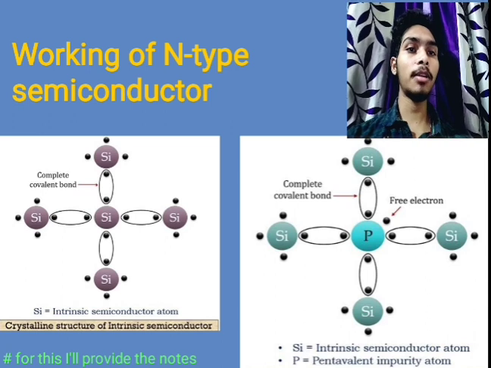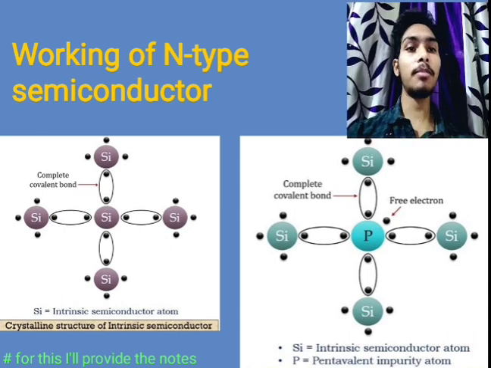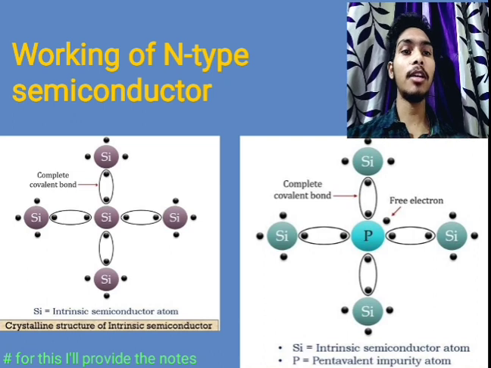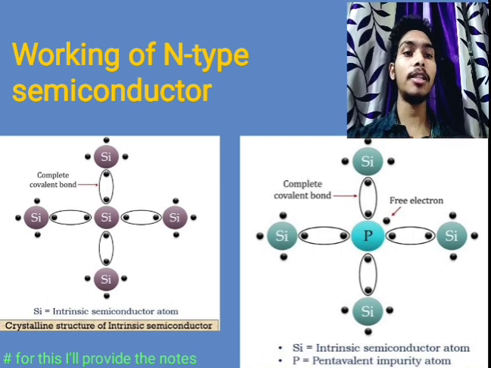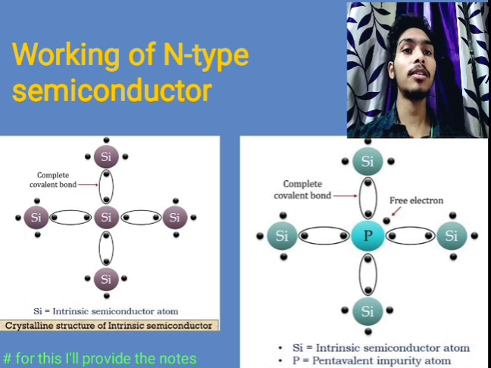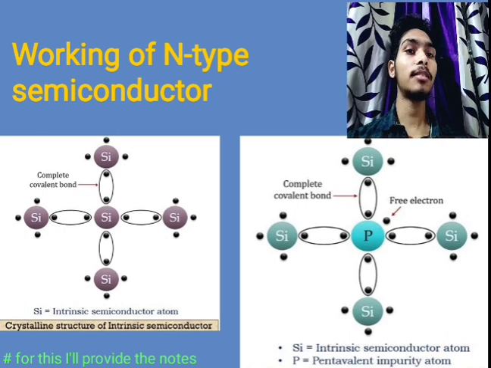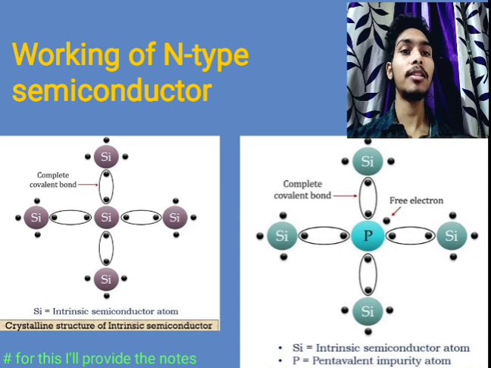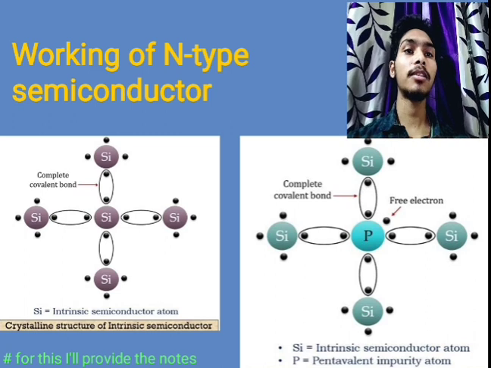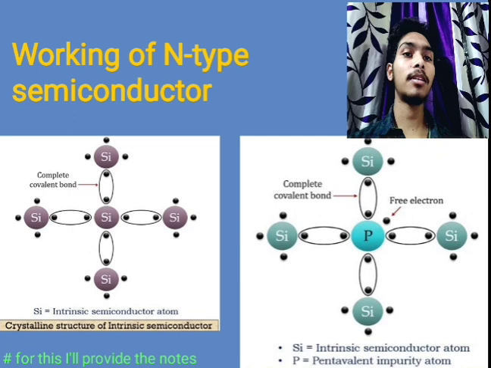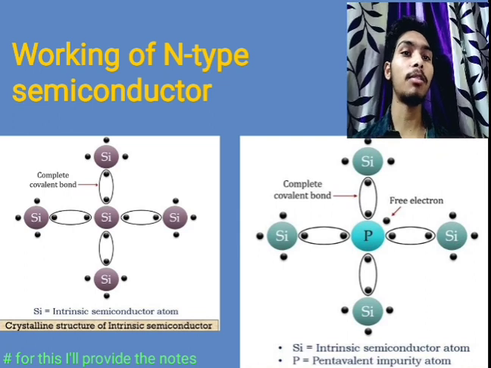How an n-type semiconductor works. Okay, first let's see the first diagram. This is pure silicon, means intrinsic semiconductor. Silicon atoms are completely covalently bonded by sharing of electrons with the 4 neighboring silicon atoms. At 0 Kelvin, no free electron. That means no current. Now what do we do? We heat it. That means we increase the temperature, say to room temperature.